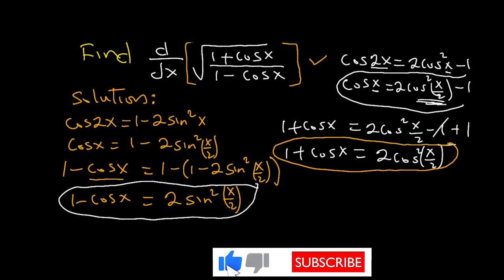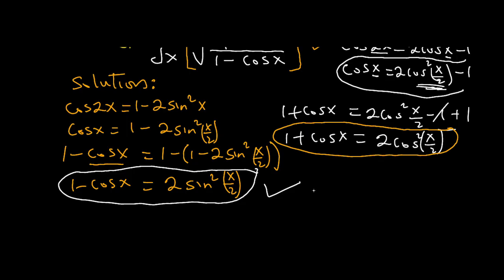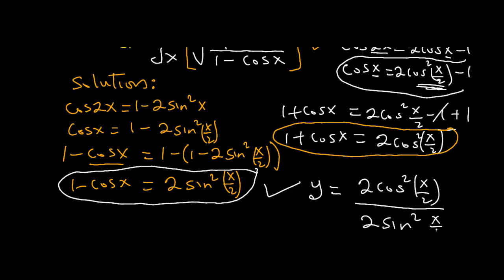We've gotten the expression for the denominator, and we've also gotten the expression for the numerator. We have not even done the derivative yet. So y is now equal to 2 cos squared (x over 2) for the numerator, and the denominator is 2 sin squared (x over 2), and the 2s cancel each other. Don't forget the square root. So that's just the algebra for that function.